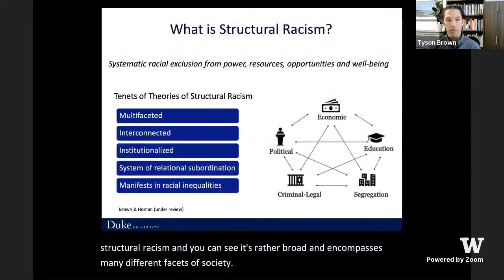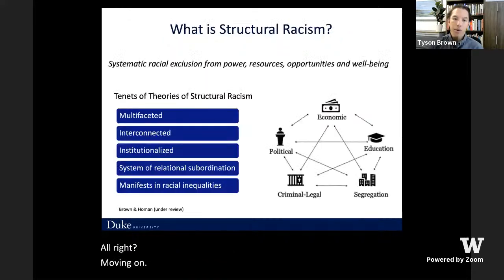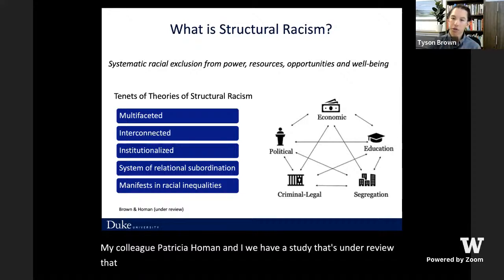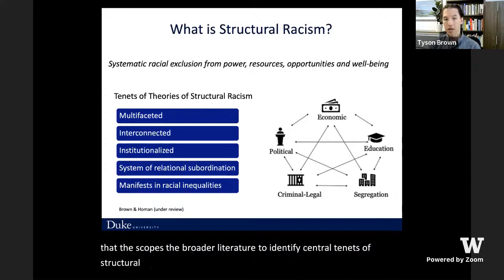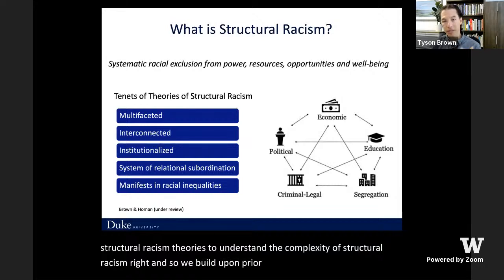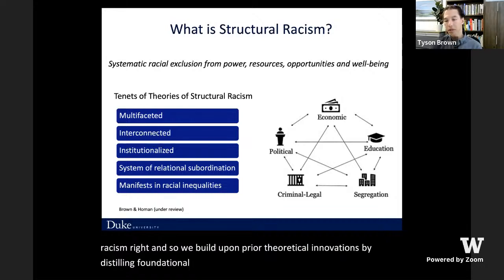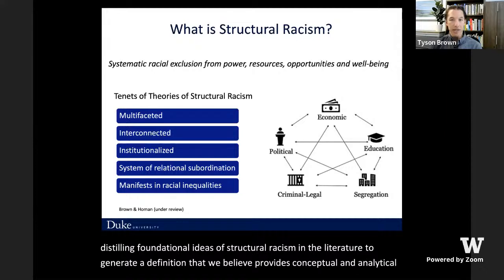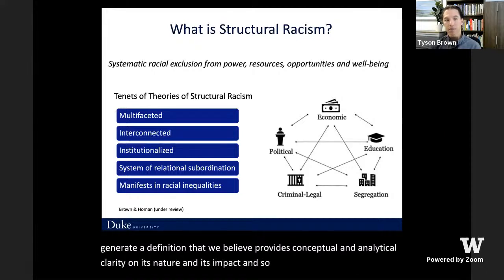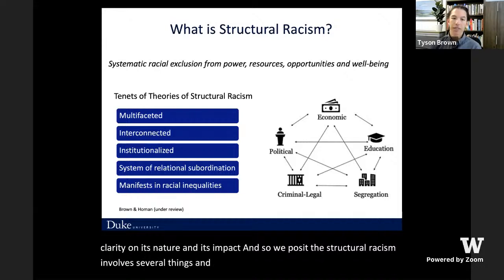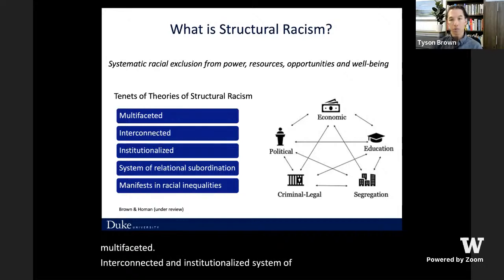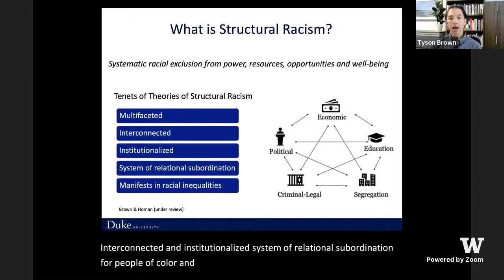All right, moving on. My colleague, Patricia Homan, and I have a study under review that scopes the broader literature to identify central tenets of structural racism theories to understand the complexity of structural racism. We build upon prior theoretical innovations by distilling foundational ideas of structural racism in the literature to generate a definition that we believe provides conceptual and analytical clarity on its nature and its impact. We posit that the key tenets are that it's a multifaceted, interconnected, and institutionalized system of relational subordination for people of color and superordination for whites that is observable as manifest racial inequities in life chances.